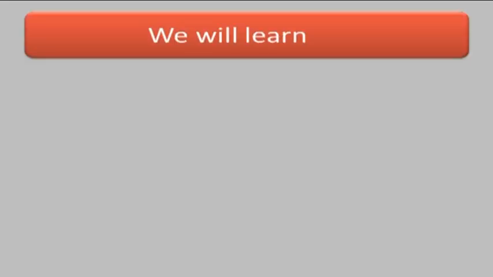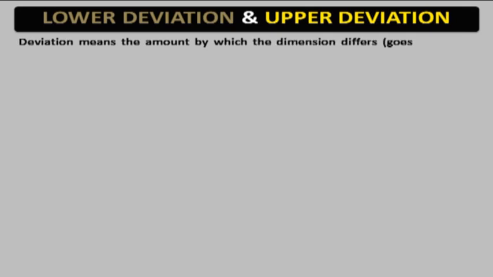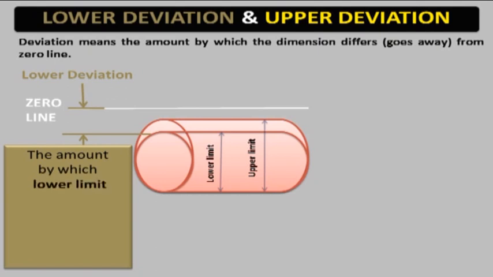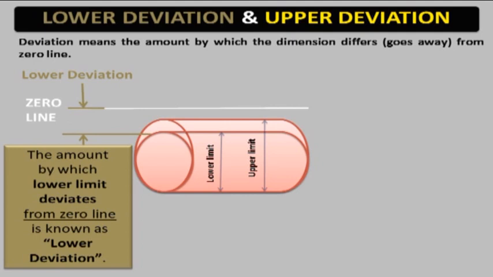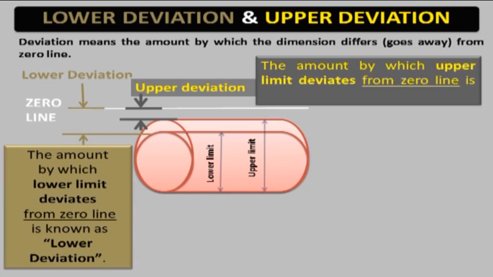Hello friends, today we will learn deviation, lower deviation, upper deviation and fundamental deviation. Deviation means the amount by which the dimension goes away from the zero line. Now in this figure you can see zero line, lower limit and upper limit, which we have studied in previous video. Lower deviation: the amount by which lower limit deviates from zero line is known as lower deviation. And upper deviation: the amount by which upper limit deviates from zero line is known as upper deviation.